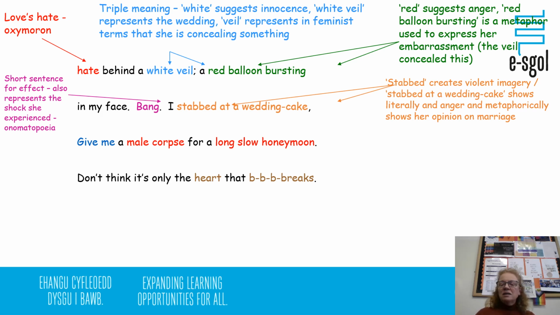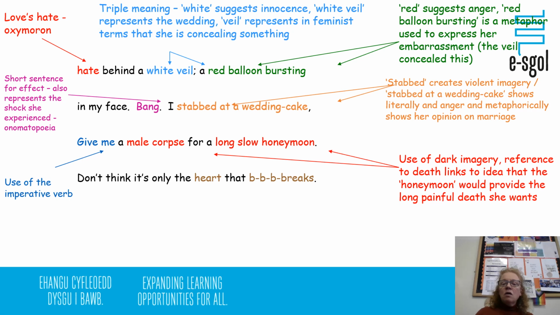So you've got that deliberate link between stabbing at the wedding cake, creating the violence there, and then she's asking for a male corpse for the honeymoon. So you've got the quite unpleasant references there to do with death and dead. She's also ordering you, she's almost ordering you, the reader, give me a male corpse. And the honeymoon is sort of talking about that long, painful death that she wants to give the male that's dumped her.